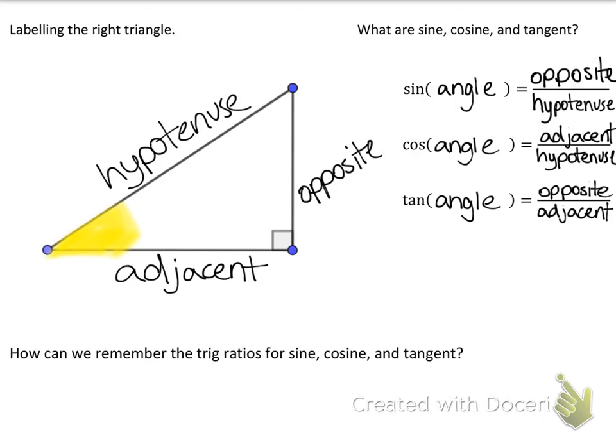So how can we remember the trig ratios for sine, cosine, and tangent? Well, there's a very popular acronym out there, which is called SOHCAHTOA. SO, which is S-O-H, stands for sine, opposite, hypotenuse, which means that the sine is equal to the opposite over the hypotenuse. CA, which is C-A-H, stands for cosine, adjacent, hypotenuse, meaning cosine is equal to the adjacent over the hypotenuse.